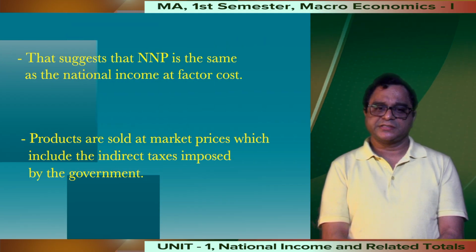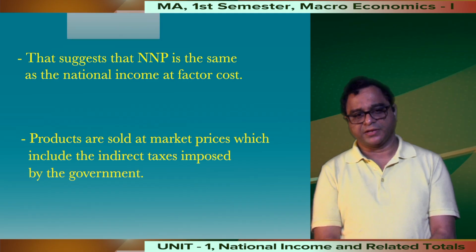Products are sold at market prices, which include the indirect taxes imposed by the government. For example, indirect taxes are levied on commodities such as GST on packaged food and cloth, and so on. As a result, the market value of the national product exceeds the income paid to the factors of production by the amount of indirect taxes. At the same time, some products are subsidized, which are sold below their production cost. Accordingly, the market price of these products is less than their factor cost. Because of this, differences arise between NNP at market price and NNP at factor cost.